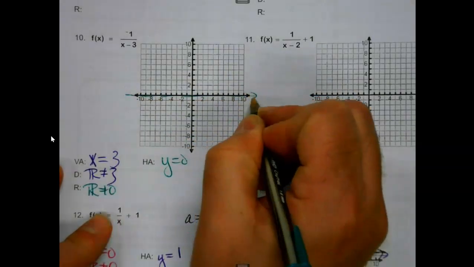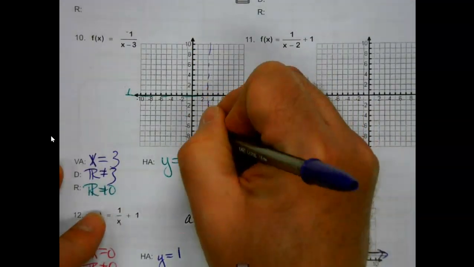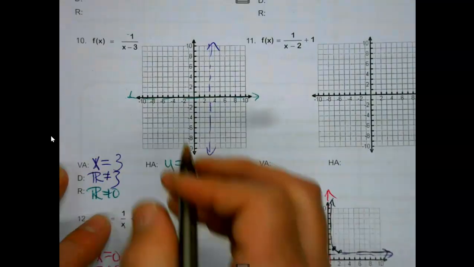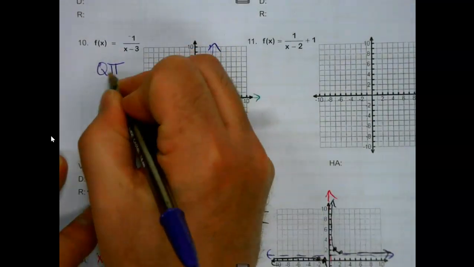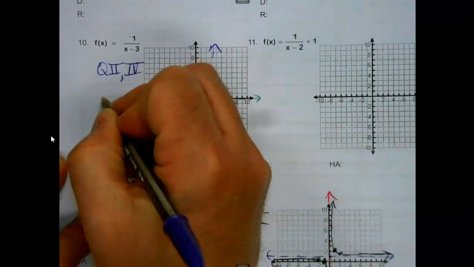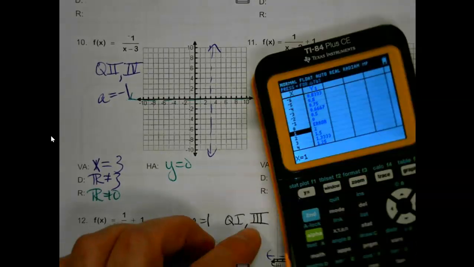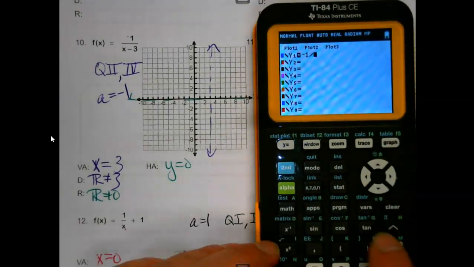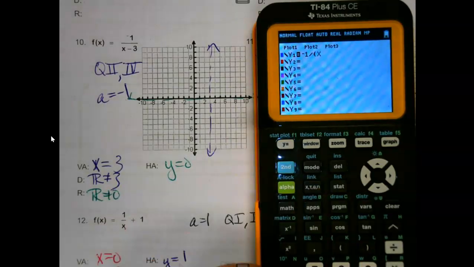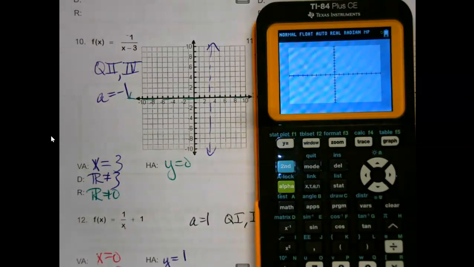Get your asymptotes in there. Get yourself a quick sketch, and maybe even take a shot at quadrants here. Make sure you type your expression in well, or you're going to get a graph that you don't recognize.